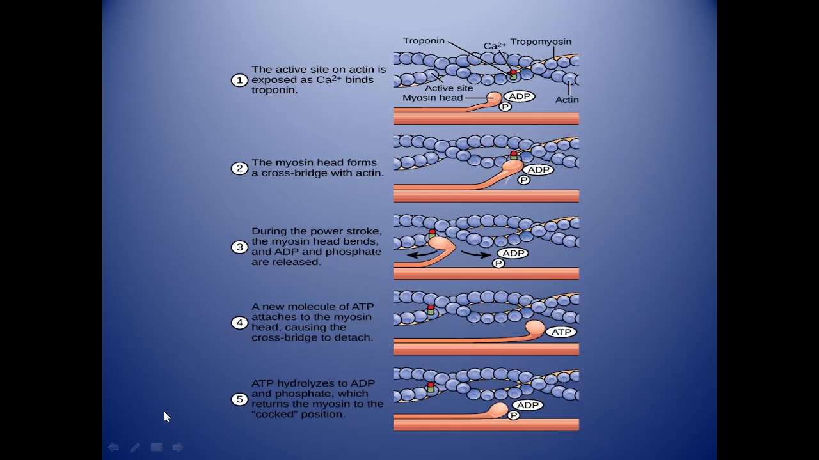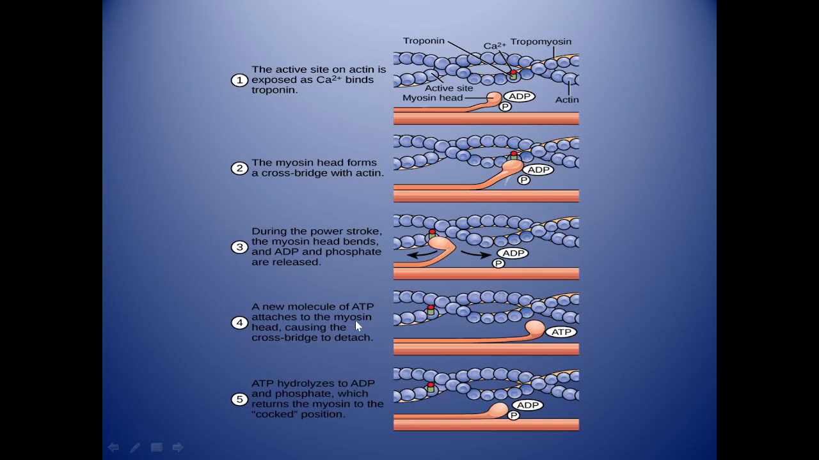Now here, once more, the active site on actin is exposed as calcium binds troponin. So here calcium binds troponin and the tropomyosin active sites get exposed. This is the myosin head. Now, the myosin head forms a cross bridge with the actin. So here it has formed a cross bridge. During the power stroke, the myosin head bends and ADP and phosphate are released. You can see here it has bent. Where it was here, now it has reached this part.